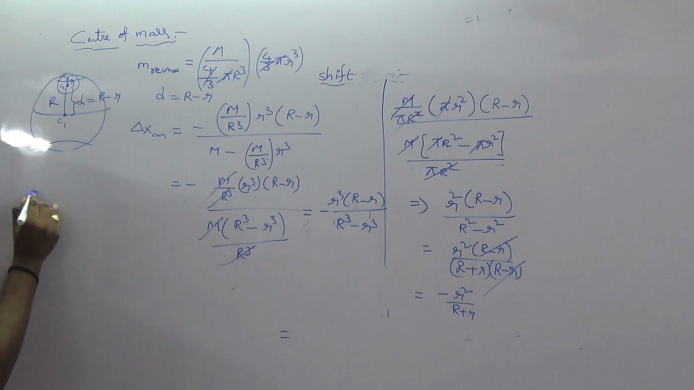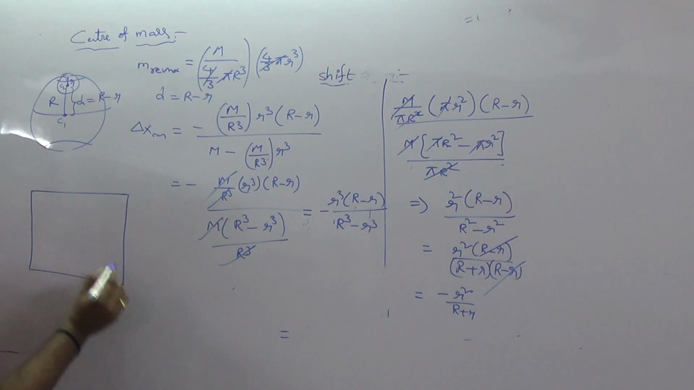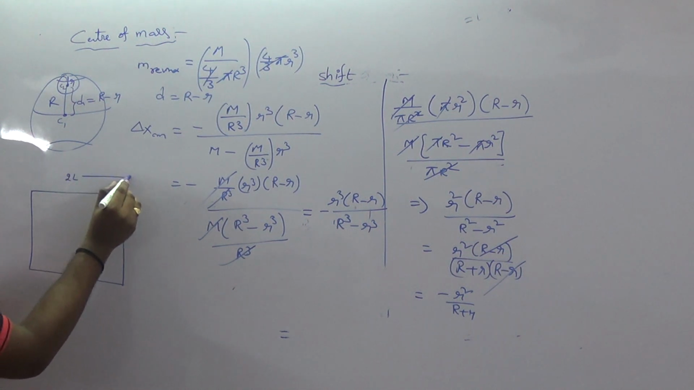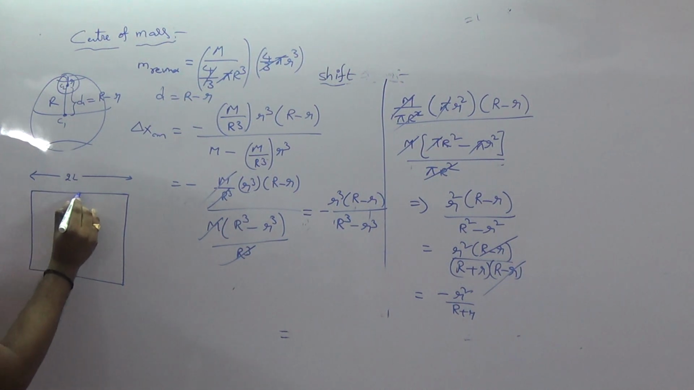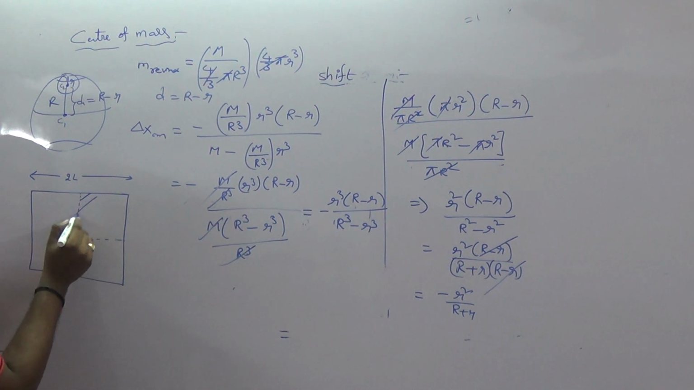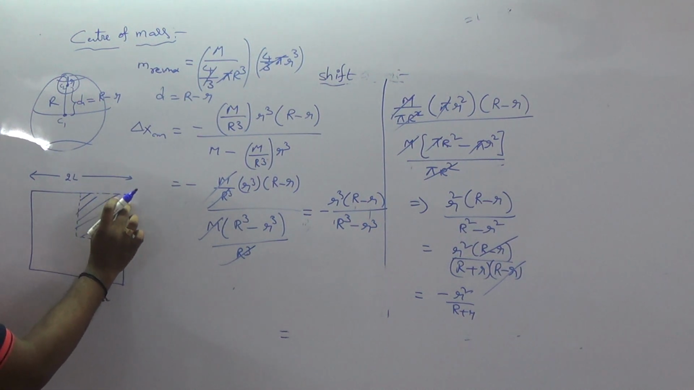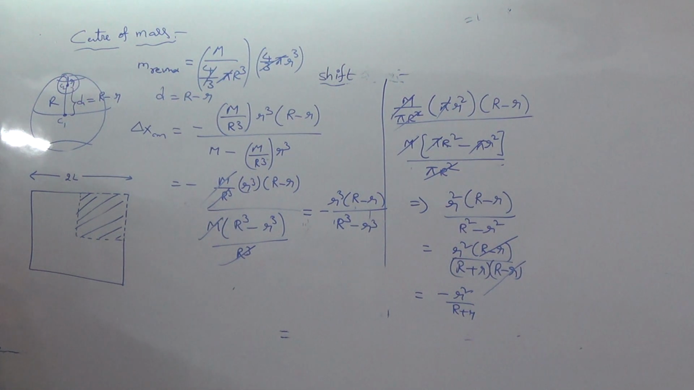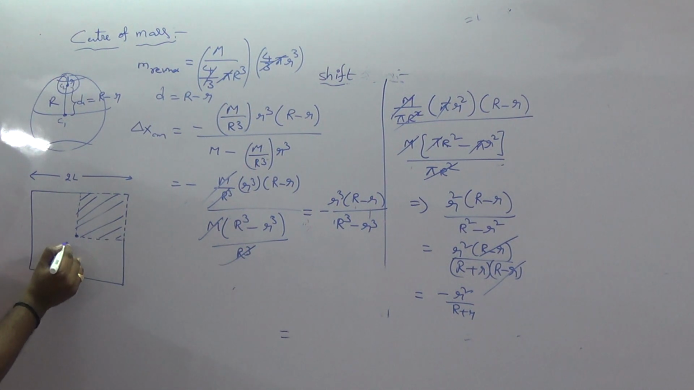Same way, for example, I have considered a square of side of length 2l. From this part is removed. Now what is the shift in center of mass in this case? Center of mass is initially at the center. When this part is removed, the center of mass shifted from here to this side. Because mass is removed from this side, center of mass shifted to this side.